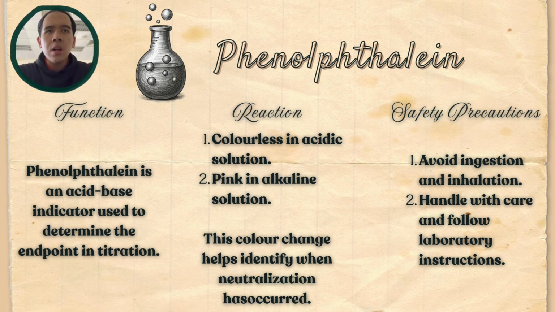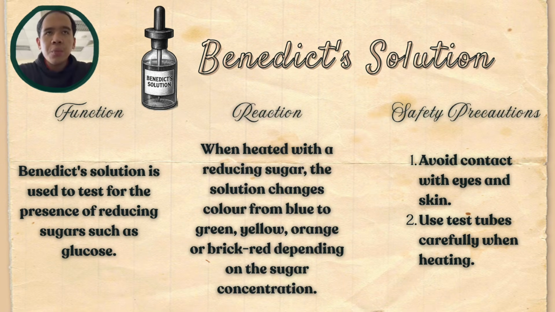Although phenolphthalein is only used in small amounts, it should still be handled carefully. Avoid direct contact with the solution and follow all laboratory safety instructions. The last reagent is Benedict solution. Benedict solution is commonly used to test for reducing sugars such as glucose.